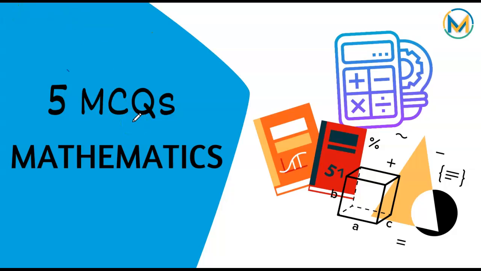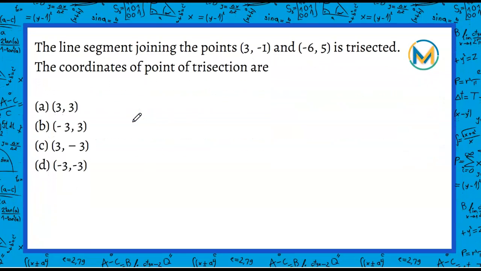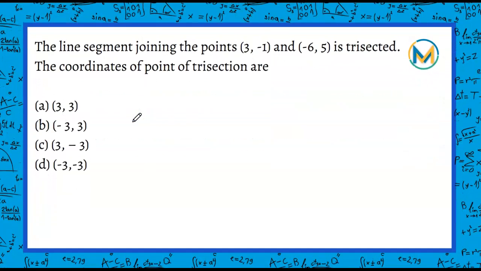We'll solve some MCQs based upon the chapter Coordinate Geometry. Here's the first one. The question says the line segment joining the points (3, -1) and (-6, 5) is trisected. The coordinates of the point of trisection are?